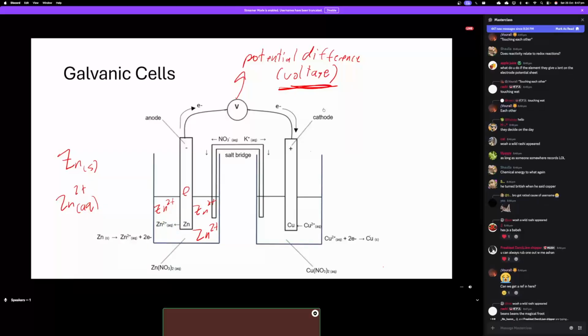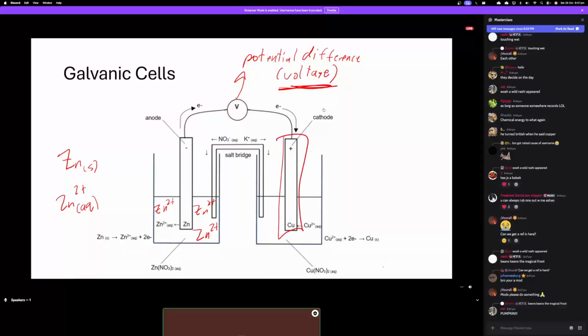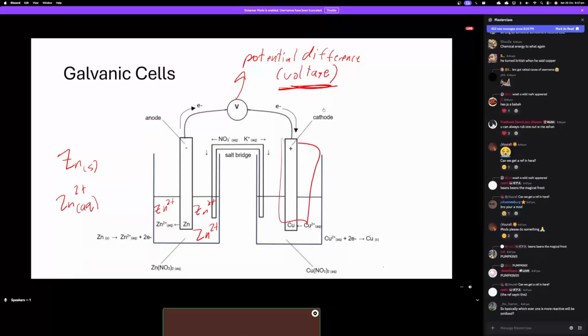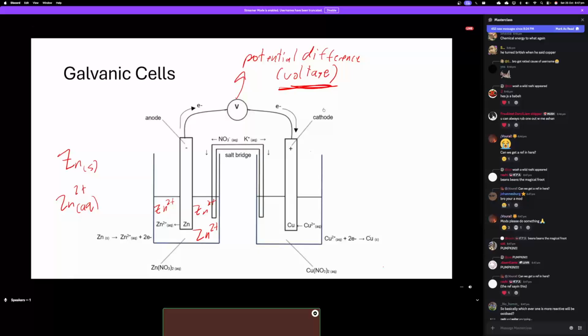Then let's track these electrons. These electrons will go through the wire, right? They go across. They go into this. This is called the cathode, anode, cathode. They're just the names, you don't have to memorize them. At the cathode, whichever one is more reactive will be oxidized.